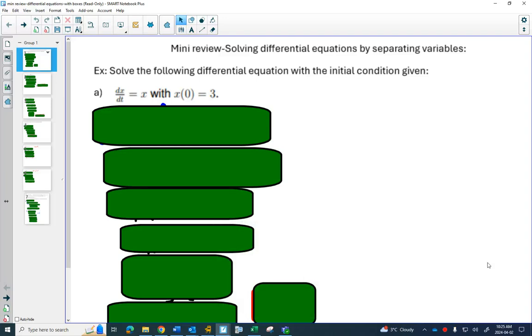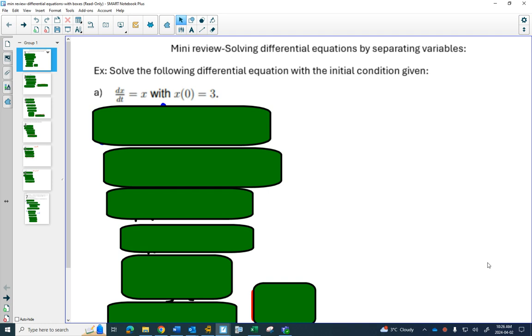Here's a mini review where we can solve differential equations by separating the variables. Sometimes our variables are already separated and things are easy. We're given our differential equation. Here's a nice straightforward one: dx/dt is just equal to x.